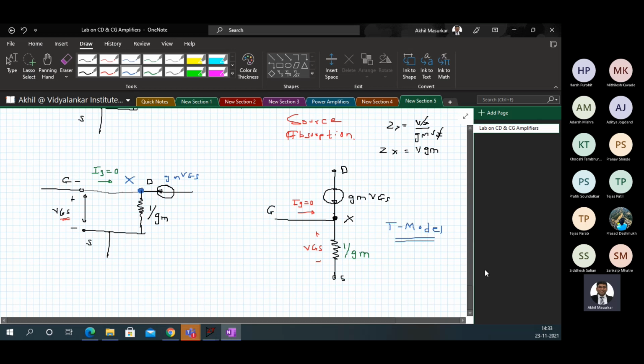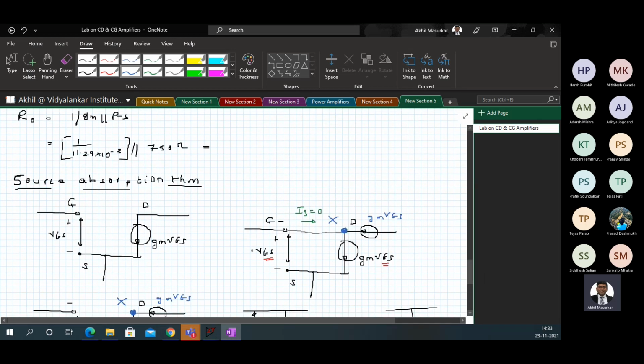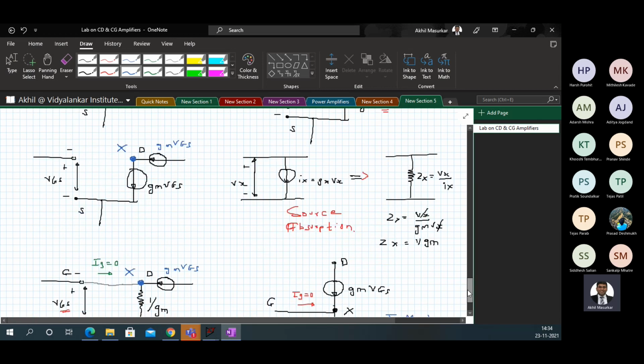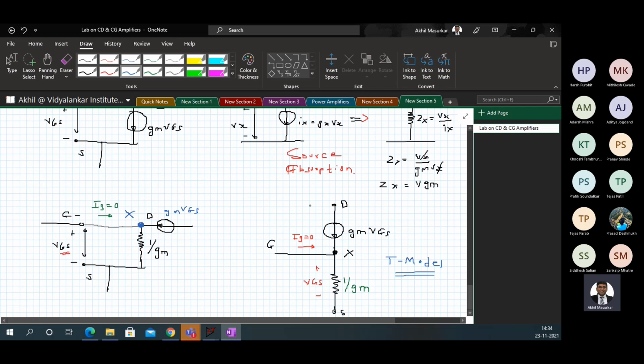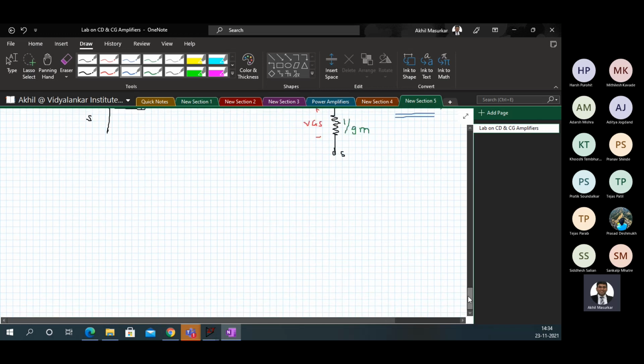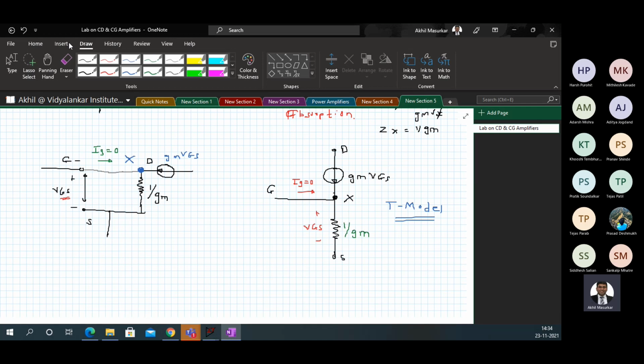This model is called the T model, and the model which we started with is called the Phi model. So they are similar representations. Now I will use this T model to calculate the value of R0.